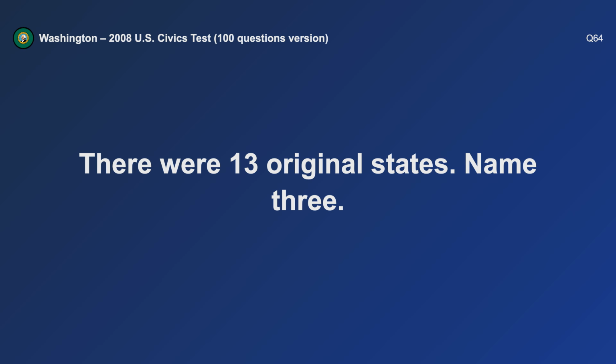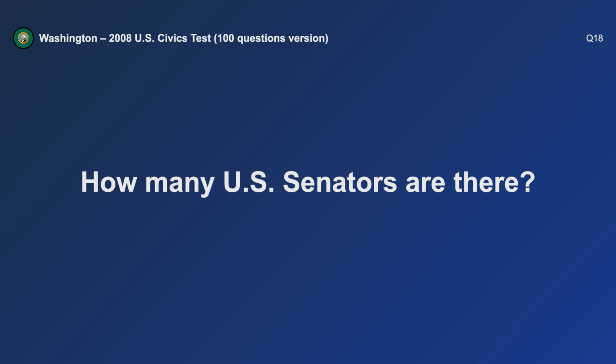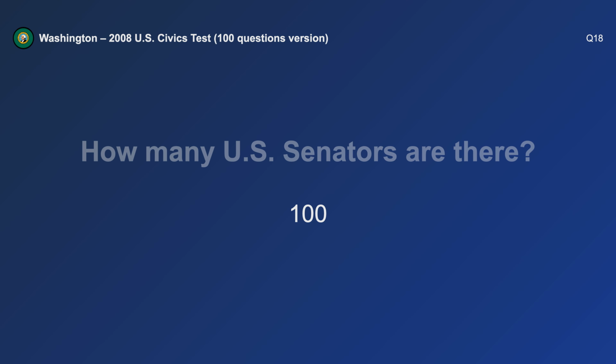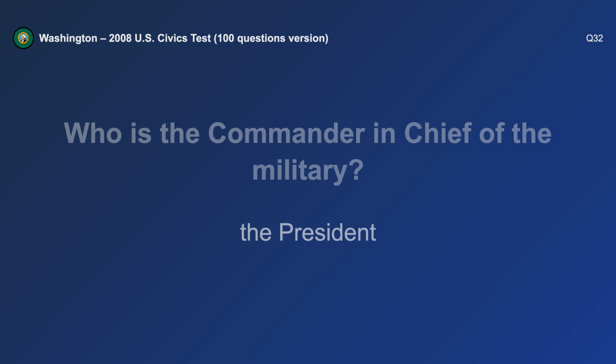There were 13 original states. Name 3. New Hampshire, New York, and New Jersey. How many U.S. senators are there? 100. Who is the commander-in-chief of the military? The President.